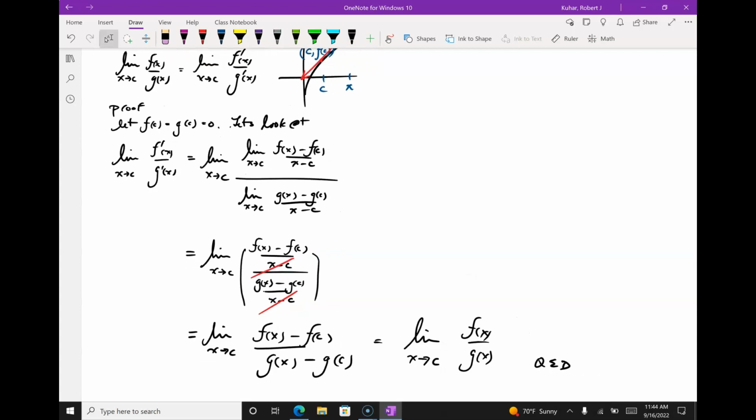The limit as x goes to c of f of x over g of x is the same as the limit as x goes to c of f prime of x over g prime of x. But I have to have that stipulation that I get a 0 over 0.